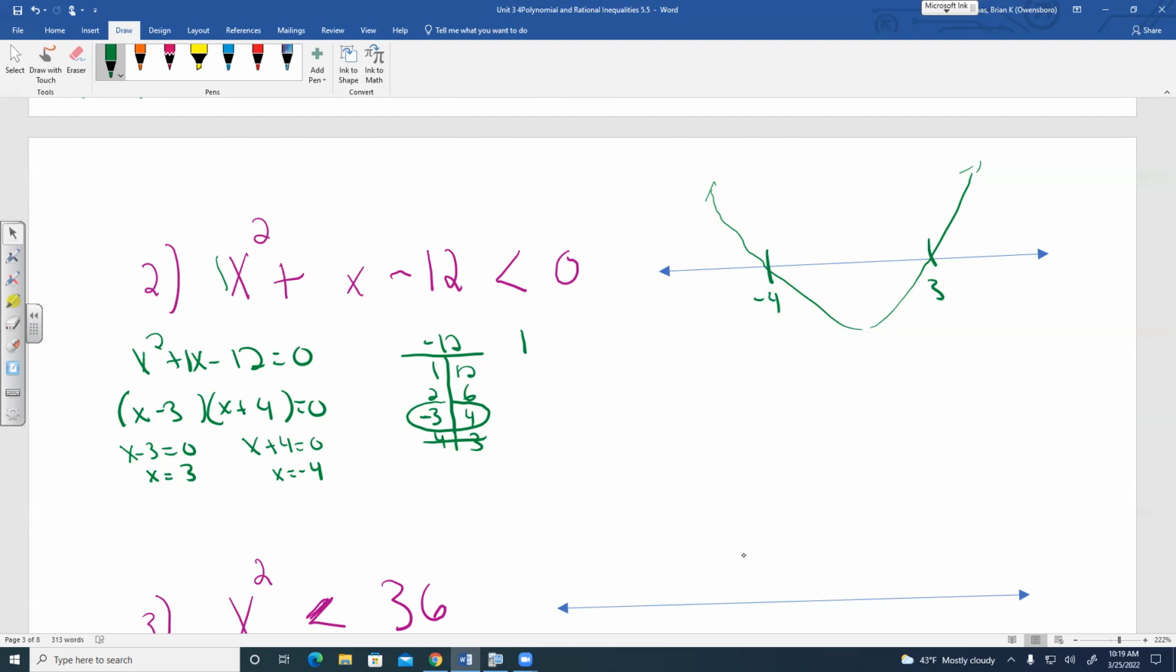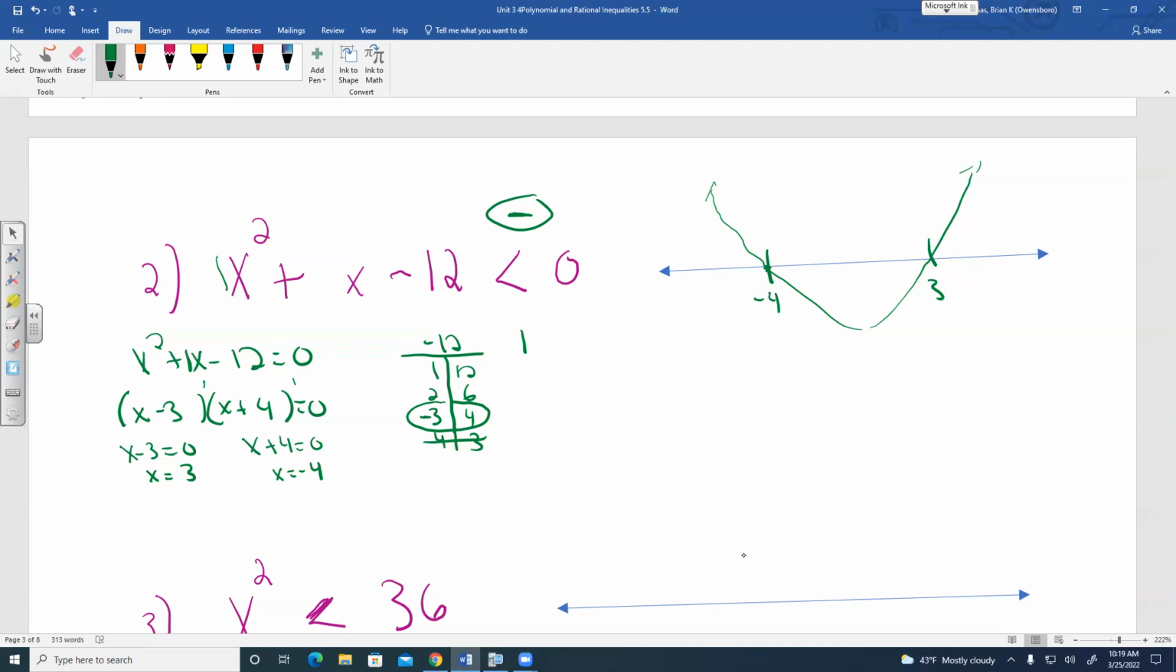So notice how, this time, we're looking for less than 0, which means we're looking for negative. So negative is where the graph is below the number line. So notice that between -4 and 3, it's negative. Notice how we talked about multiplicities as well. When we have these zeros, since 3 has a multiplicity of 1 and -4 has a multiplicity of 1, that does indicate that this graph should be crossing over these zeros.